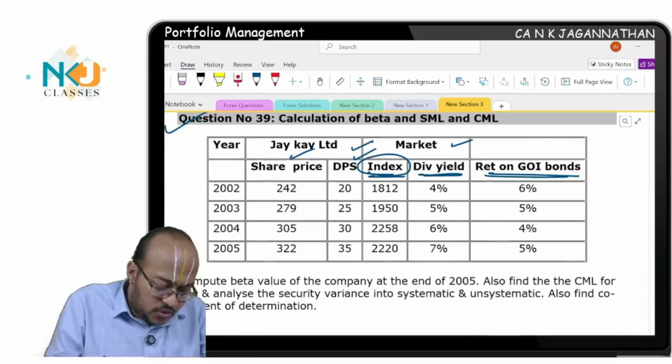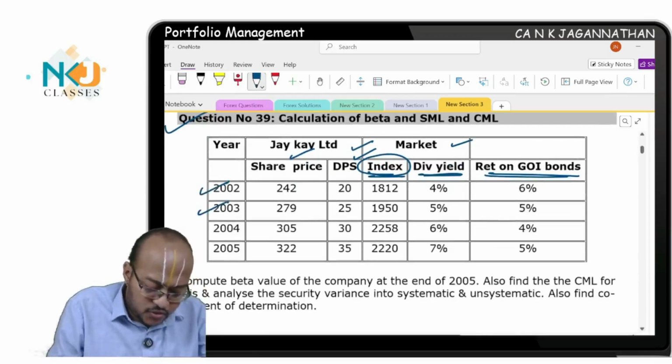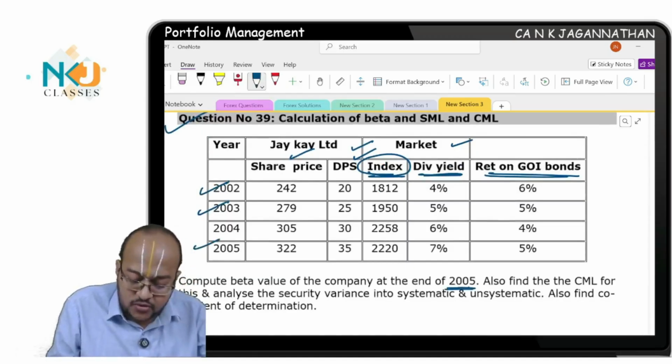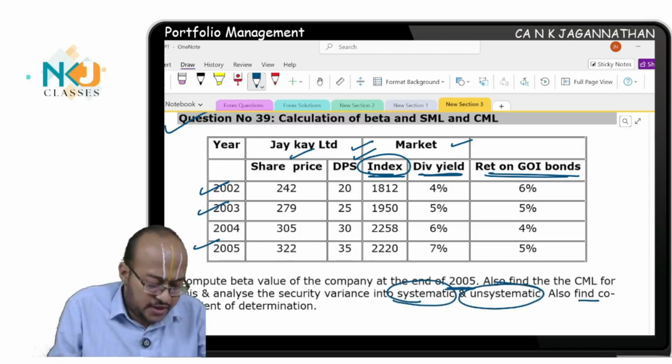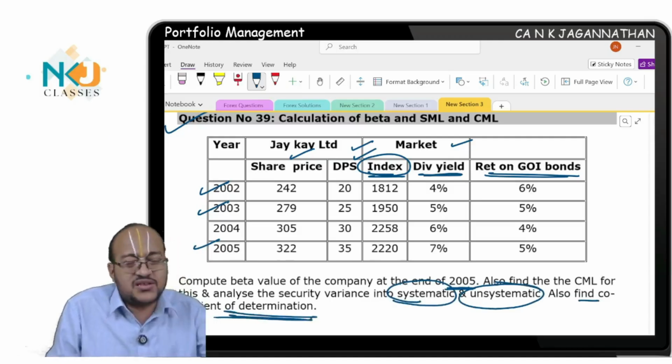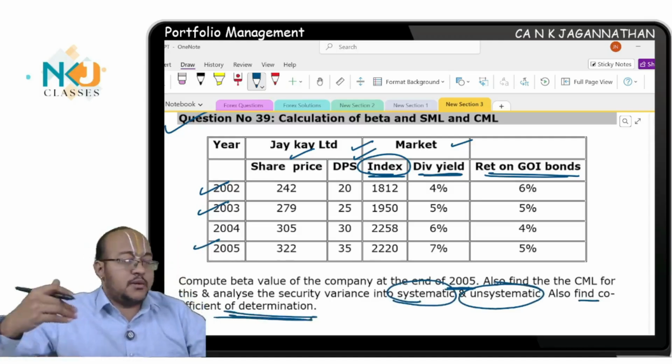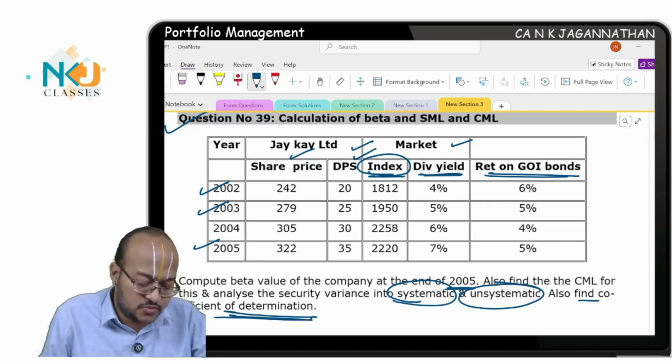Compute the beta value for year 2002, 2003, 4 and 5 they have given. Compute the beta value of the company at the end of year 2005. Also find out the CML for this and analyze the security variance into systematic and unsystematic. Also find coefficient of determination. What this is we are going to learn in the upcoming discussion. No issues. This is the question that is being asked.